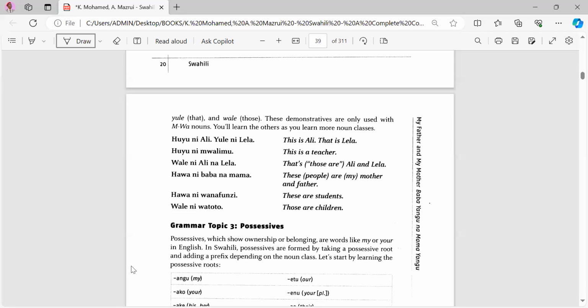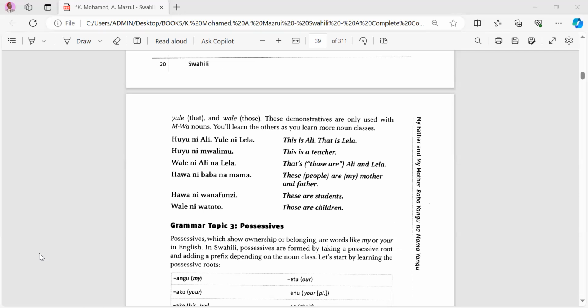Where are you starting? Huyu ni Ali. Can you see it? Huyu ni Ali, yule ni Lela. This is Ali. That is Lela. Huyu ni Ali. Yule ni Lela. Huyu ni mwalimu. This is a teacher.